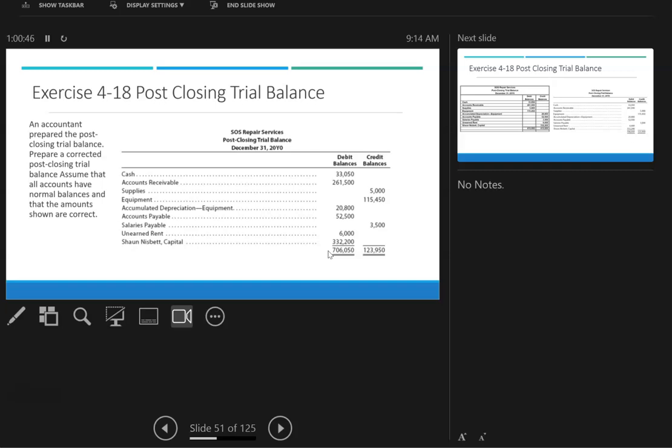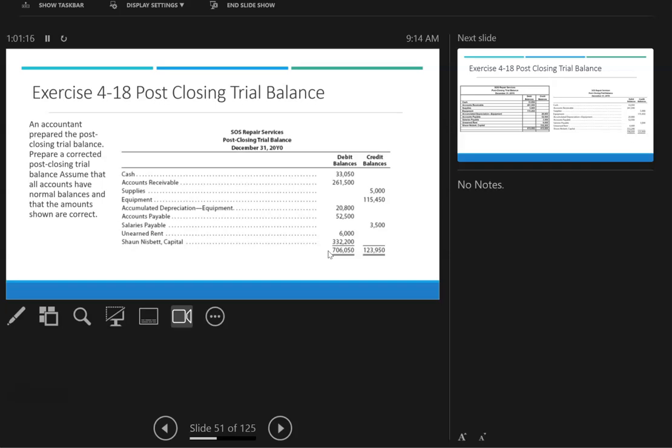What looks wrong here, guys? Supplies and equipment are credit balances, and they should be debit balances, right? And accumulated depreciation should be a credit balance. Unearned rent, what is that? A liability. What is it normally? A credit balance, isn't it? And Sean, capital should be a credit balance.